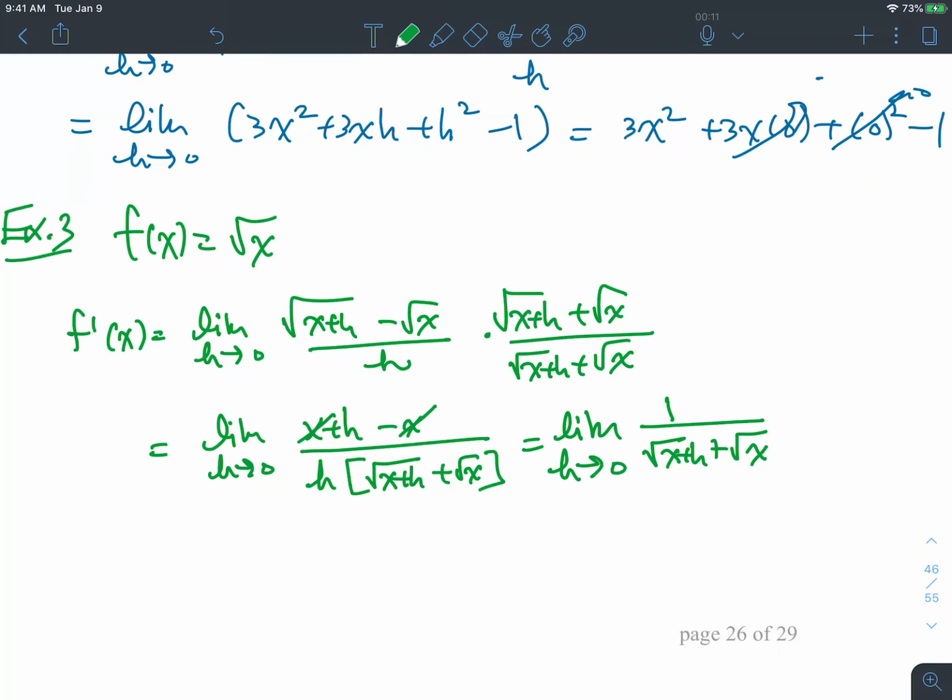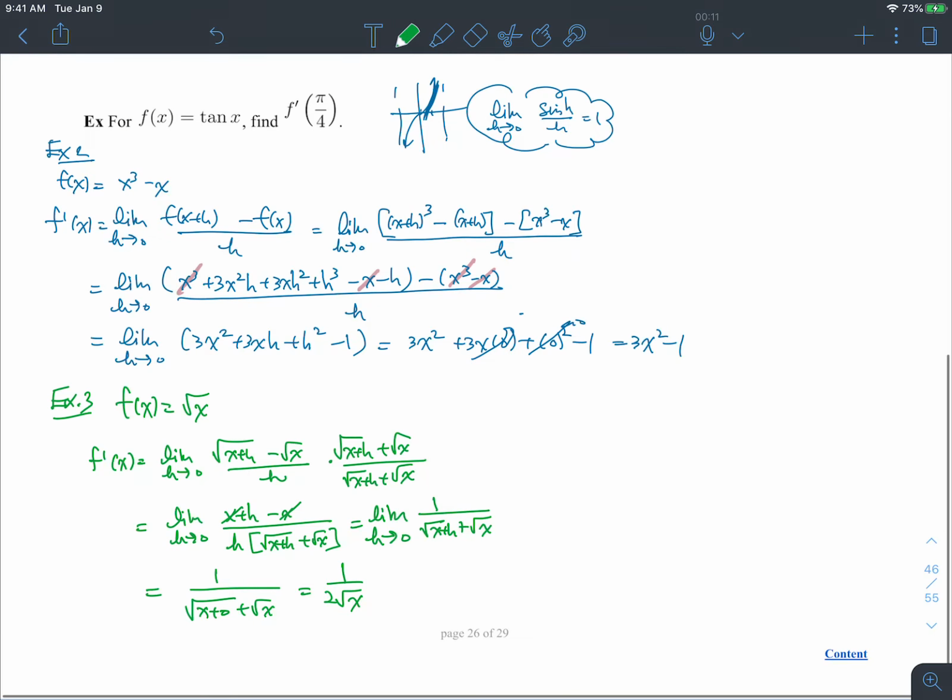Looks like I could plug in h and nothing bad's going to happen, right? Then you could do that. So 1 over square root of x plus 0 plus square root of x. The whole thing becomes 1 over 2 square root of x. Yay. Yes, that's exactly how you do it.